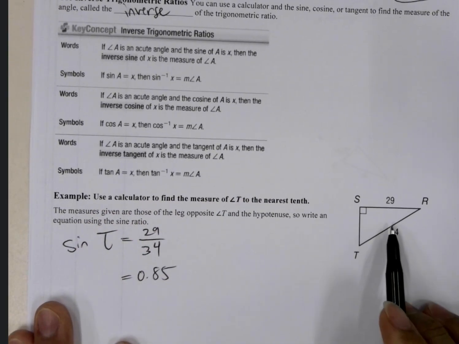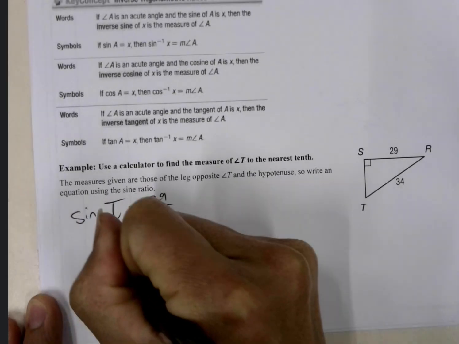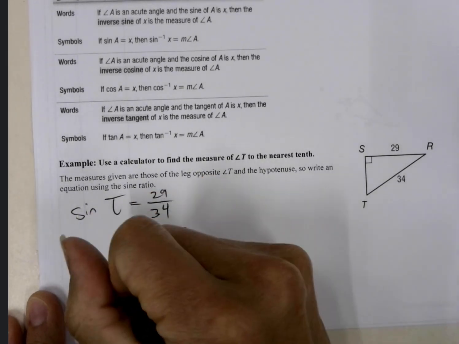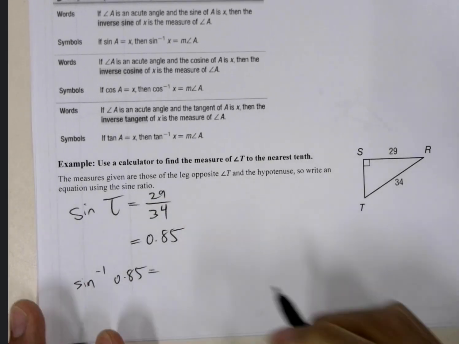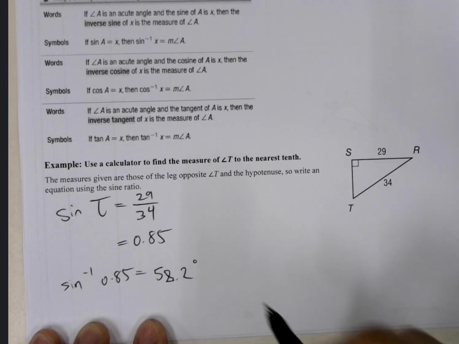Now to find the measure of angle T, we would need to do the inverse sine, right? So sine inverse of 0.85. And that will give us the degrees. So let's go back to our calculator, and we'll do the inverse sine of 0.85. Make sure we're on degrees and not radians. Classic mistake. We'll hit enter, and it's 58.2 degrees, like so. And we're done.